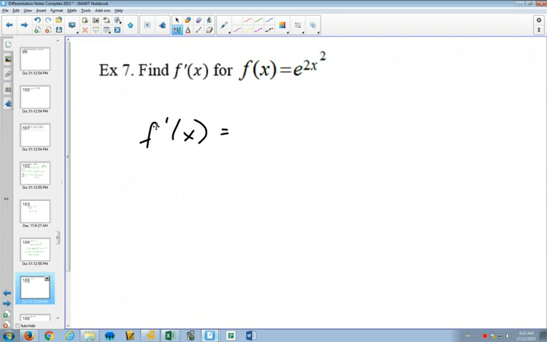So we start off by doing the derivative of e to the x. It's just itself, so nothing changes. That's the derivative of our outside function. Then we need to multiply by the derivative of our inside function. And our inside function is 2x squared. Derivative of that is 4x. So I'd like you to try this one.